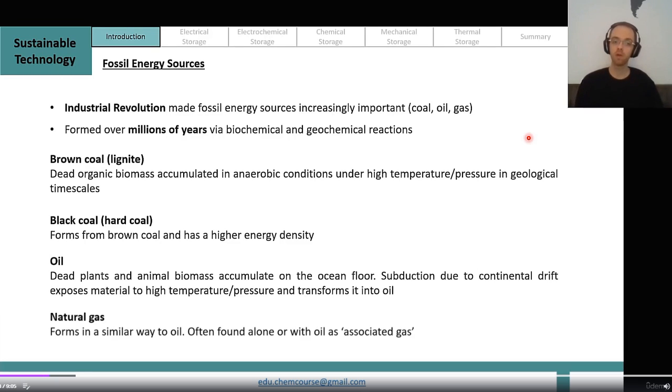We have oil. Oil originates from dead plants and animal biomass, which accumulates, for example, on the ocean floor. Then subduction due to continental drift on the Earth exposes the material again to very high temperature and pressure and transforms it into oil. And natural gas as such is formed in a similar way to oil, and actually it's even found as an associated gas when oil is mined.